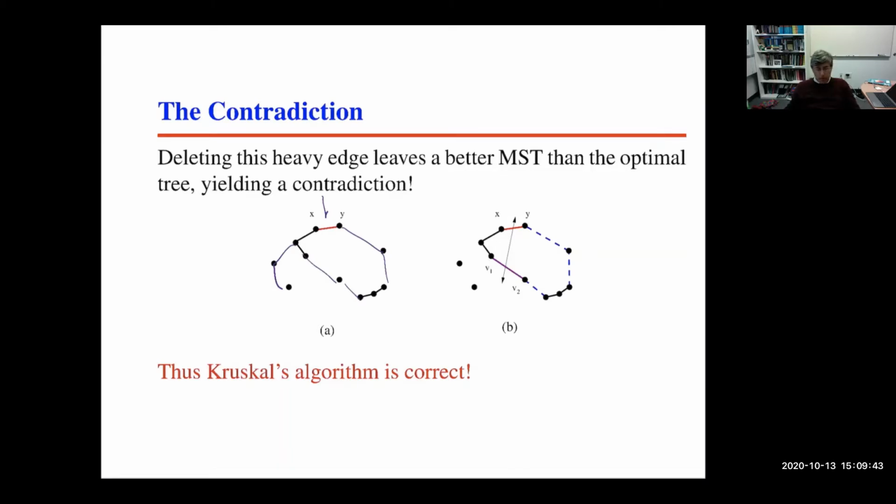Okay, let's think about it. Could this be the heaviest edge on the cycle? Could that be the heaviest edge on a cycle? This one that was already in the minimum spanning tree, but that Kruskal's algorithm picked first? No, why not? Why not?